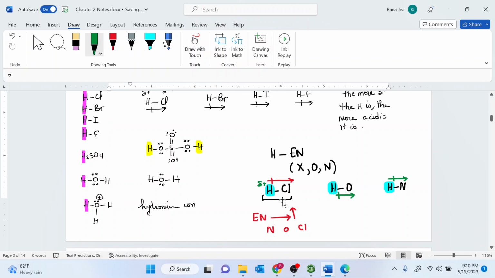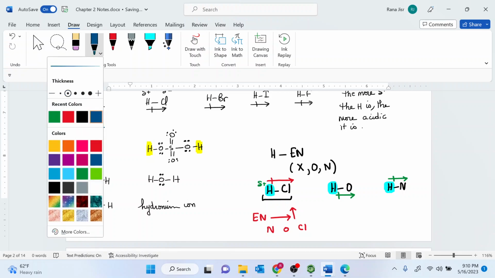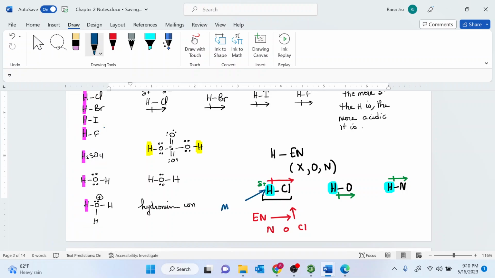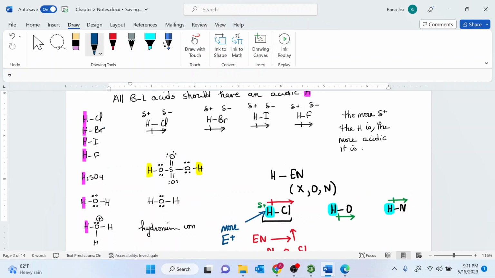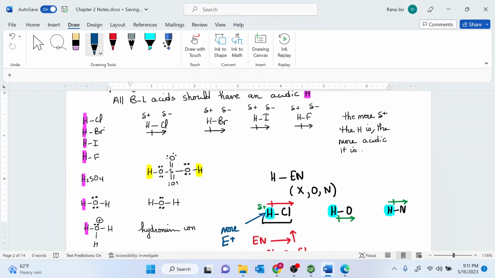All of those are polar covalent bonds. But the pull of electrons from the electronegative element is more in chlorine. So it's going to make this hydrogen in desperate need of electrons, so it will be more electrophilic. If it is more electrophilic, this means that it is more acidic. So the idea is the more partial positive the hydrogen is, the more acidic the hydrogen is.